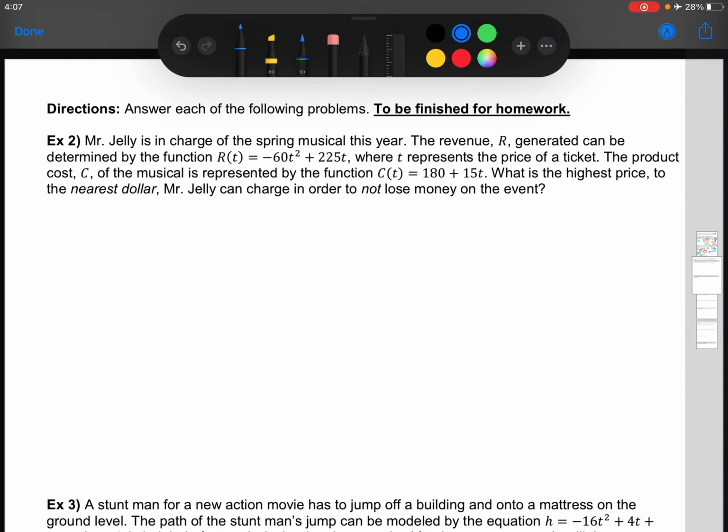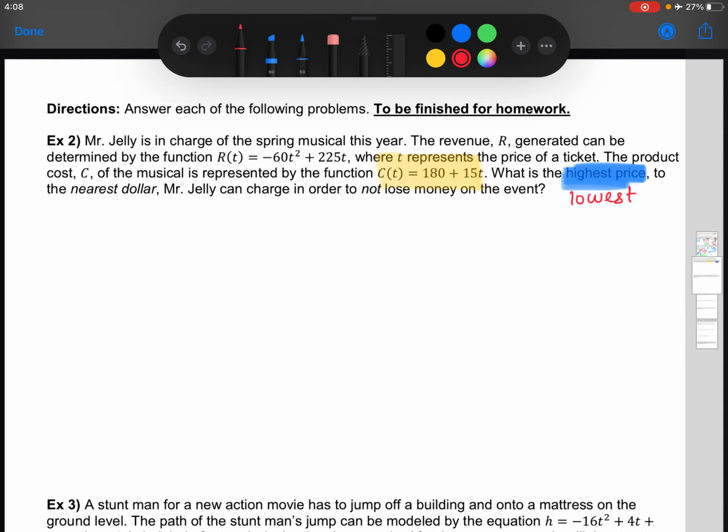Example 2 says Mr. Jelly is in charge of the spring musical this year. The revenue generated can be determined by the function R of t, the function given, where t represents the price of the ticket. The production cost C of the musical is represented by this function. So what is the, actually we want to say the lowest. Let's make it lowest here. So the lowest price to the nearest dollar Mr. Jelly can charge in order to not lose money in the event.